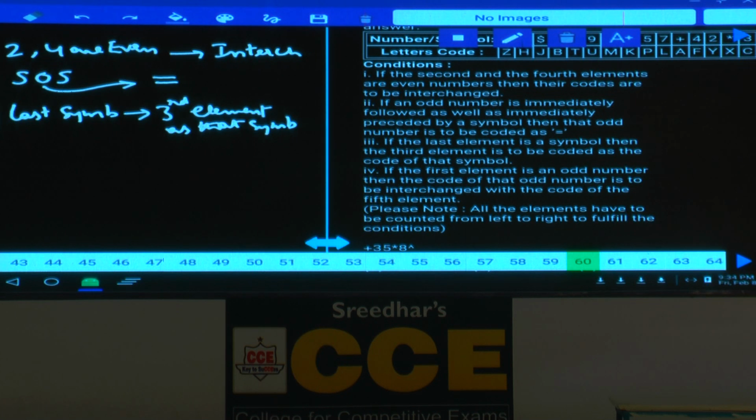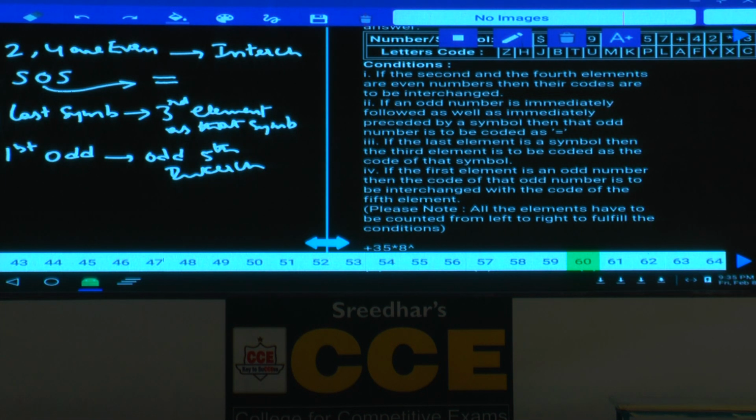Then condition number 4: if the first element is an odd number, then the code of that odd number is to be interchanged with the code of the fifth element. Odd and fifth, interchange. Interchange the code of that odd one with the fifth one. Clear now? And this is the information given.